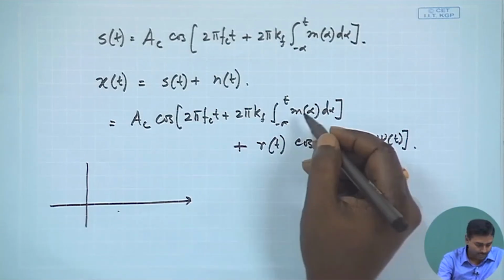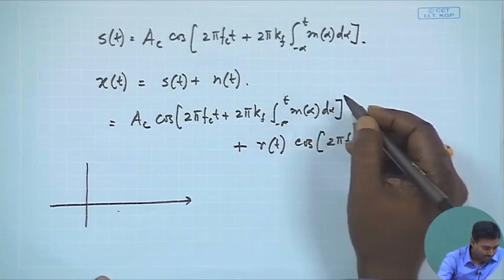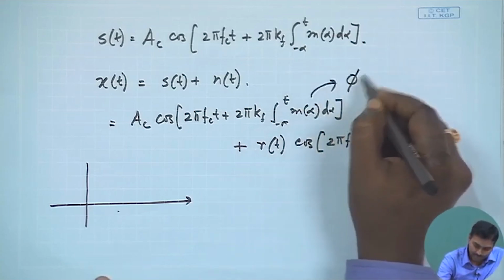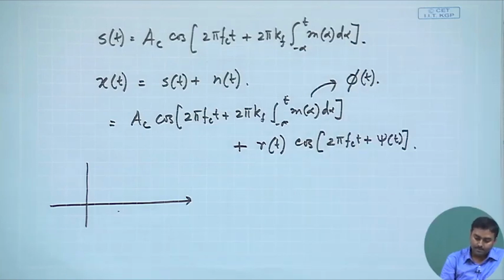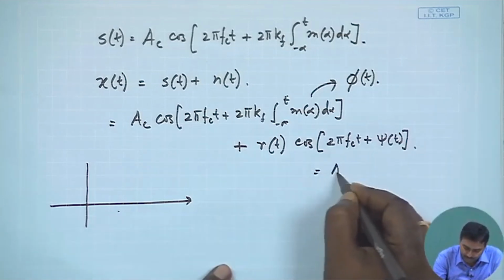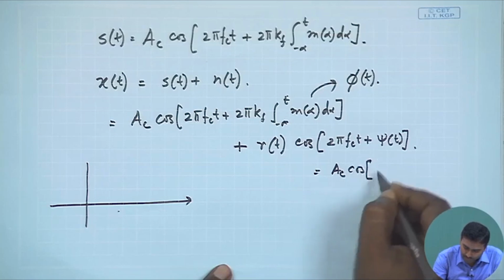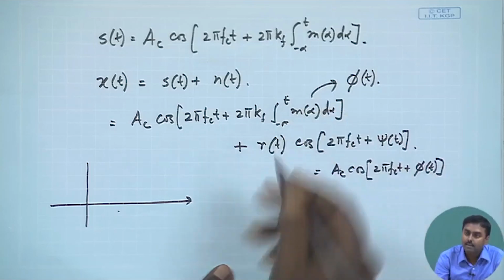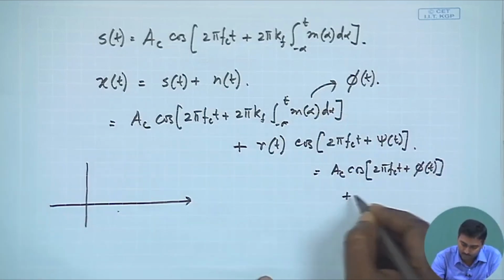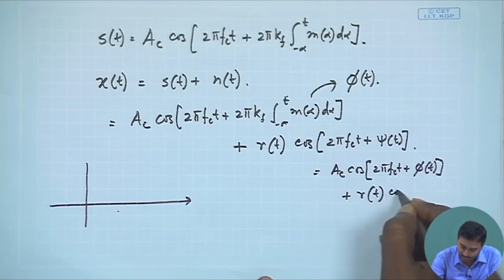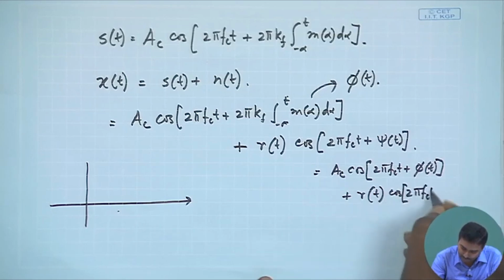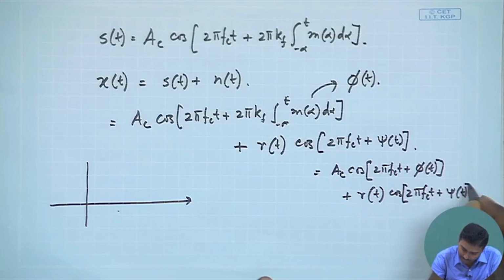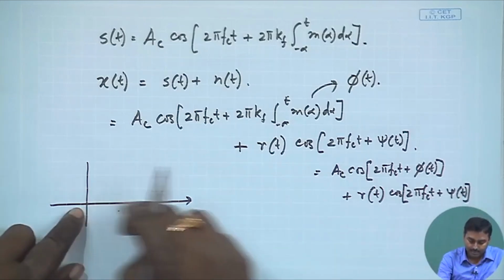This is something we call phi t. So, we are calling this particular part phi t. We can even write this as AC cos of 2 pi f c t plus phi t. So, we are just writing that as a phase phi t, then r t cos again of 2 pi f c t plus some psi t. So, this is the reference.